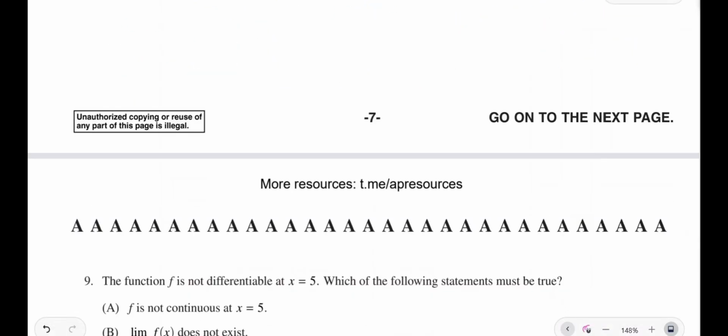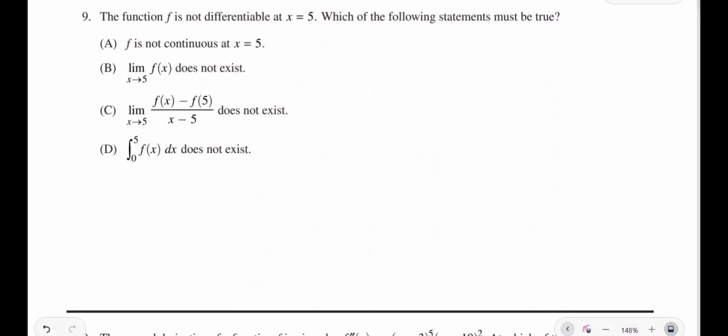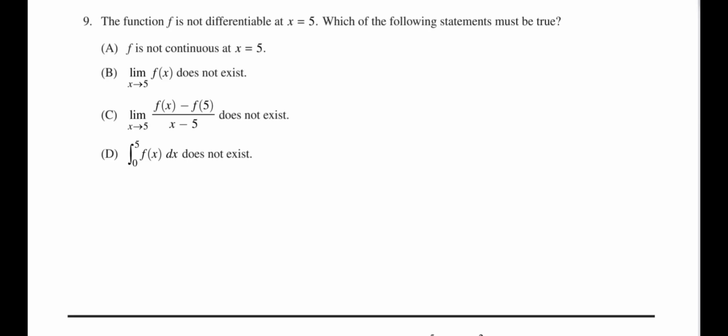All right, so now number 9, the function f is not differentiable at x equals 5. Which of the following statements must be true? All right, so the function f is not differentiable. Let's see which one of these choices would still be true even though the function is not differentiable. A is saying that because the function is not differentiable at x equals 5, the function is also not continuous at x equals 5.